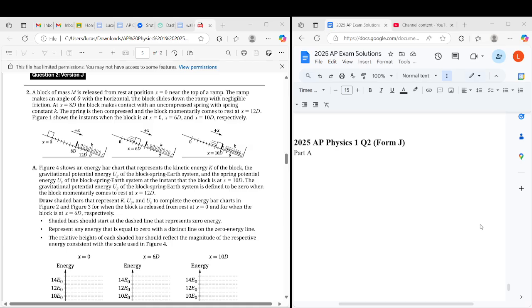At both times 0 and 6, the spring is not compressed, it's at its relaxed state, so we can set the spring potential energy at 0. Since we have two energies set at 0 already, we can just set the gravitational potential energy to be 12 times E sub 0, because we know the total energy is 12 and the other energies are set at 0. So we can use conservation of energy here to determine that.